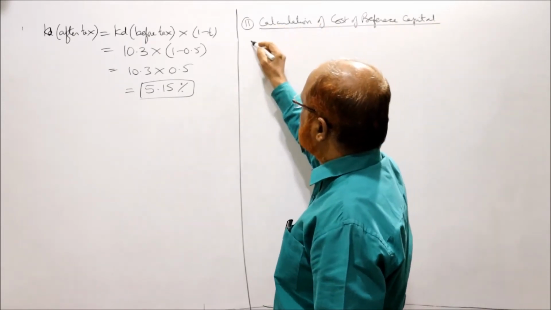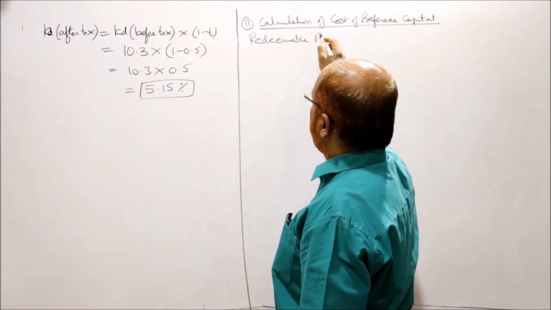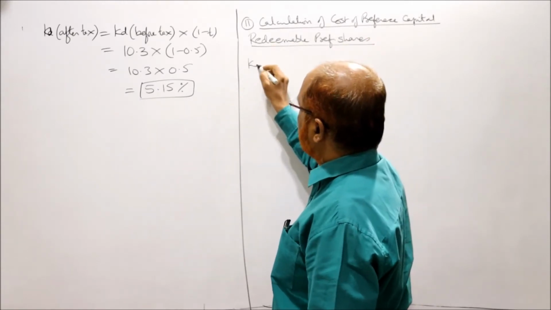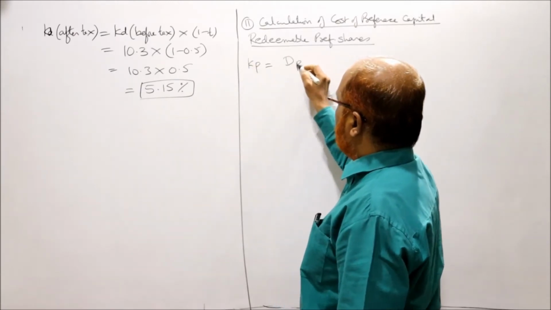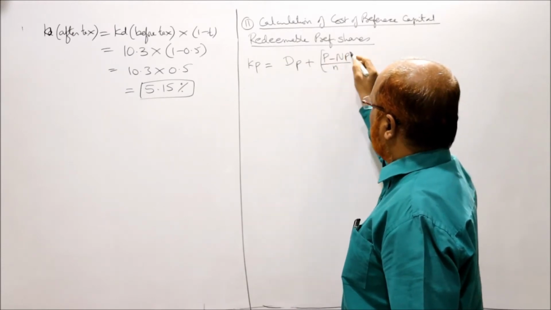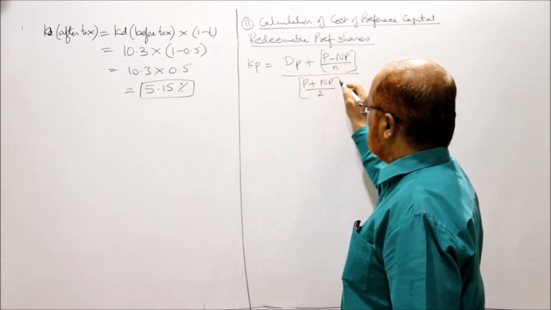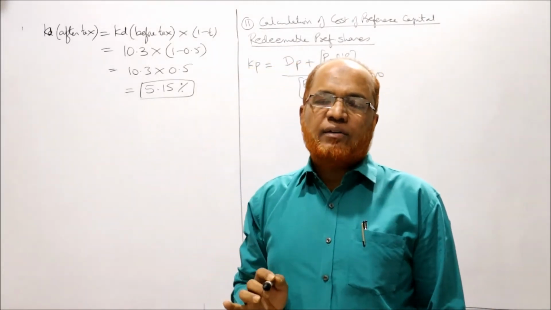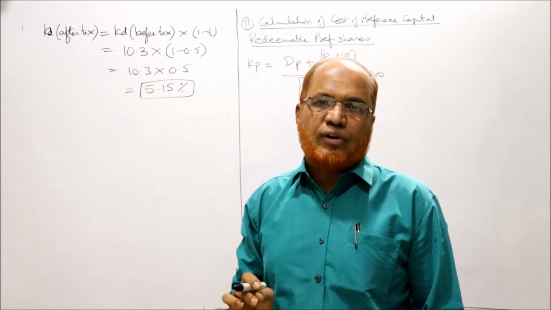Calculation of cost of preference capital. Redeemable preference shares. KP is equal to DP plus P minus NP divided by N, divided by P plus NP divided by 2, into 100. See here. In this case, we should not multiply 1 minus T. The tax shield will be there only for debentures, only for debt.